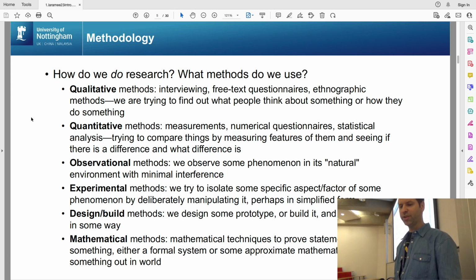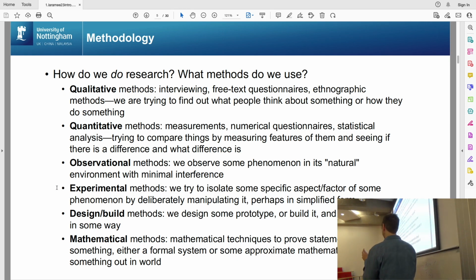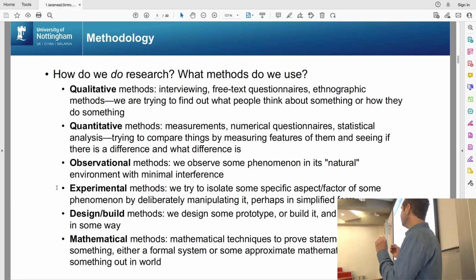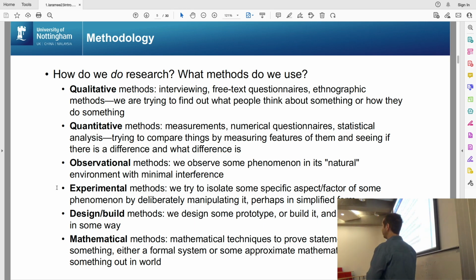Very similar to experimental research. That's when we set up a very controlled environment with hopefully only one variable. We try to isolate the variables in that environment so that we can measure them and test them.